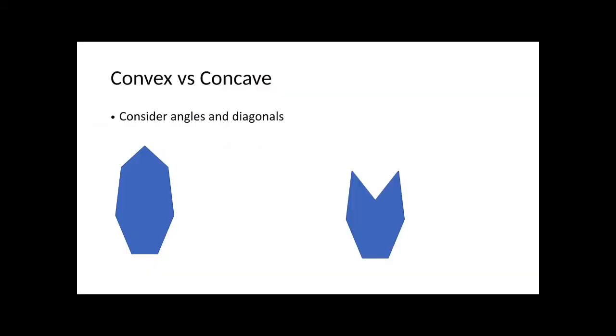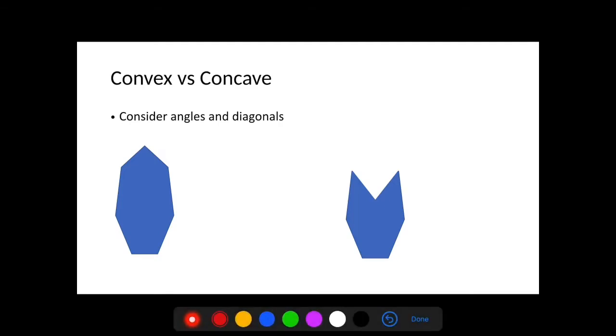We can also classify polygons as either convex or concave. On the left, we have a convex polygon, and on the right, we have a concave polygon. The concave polygon looks like it's caving in, but we can get more technical than that on our understanding of convex versus concave. First, we'll look at angles.